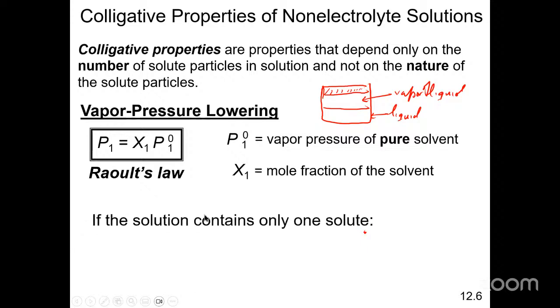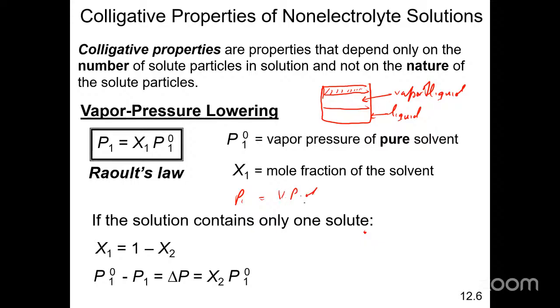And P1 is the vapor pressure of the solvent in solution. So that's a relationship between the vapor pressure of the pure solvent, the vapor pressure of the solvent in the solution, and the mole fraction of the solvent. And what you'll find, of course, is that the vapor pressure of the solvent in the solution will be lower compared to the vapor pressure of the pure solvent.